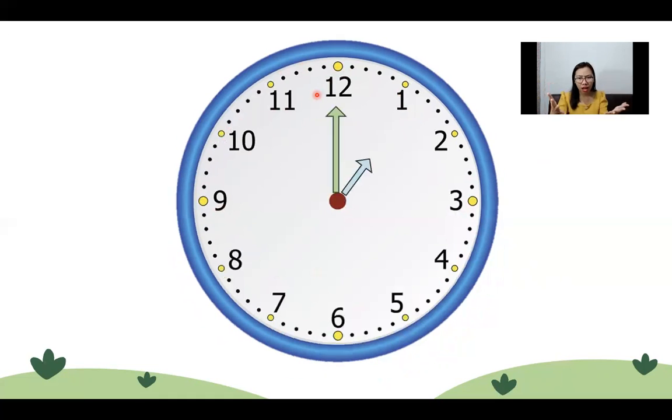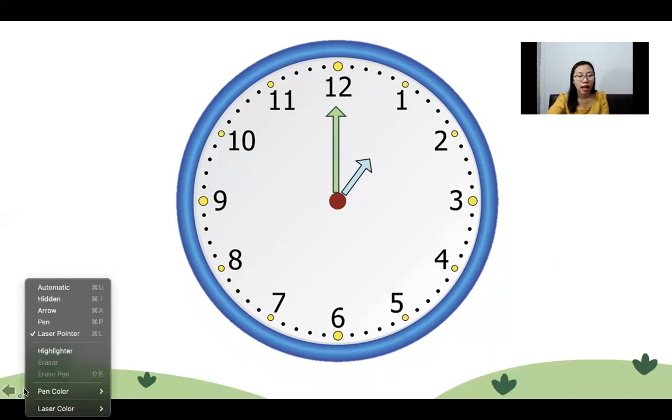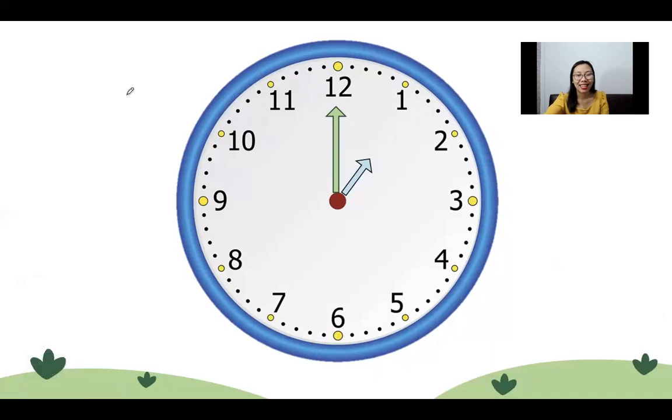Now, in a clock, there are two hands. We have the short hand and the long hand. Again, in a clock, we have two hands. One and then two. Two hands, the short and the long. Short, long.